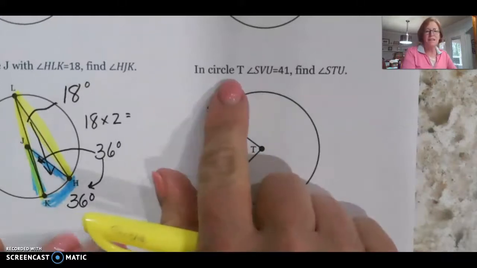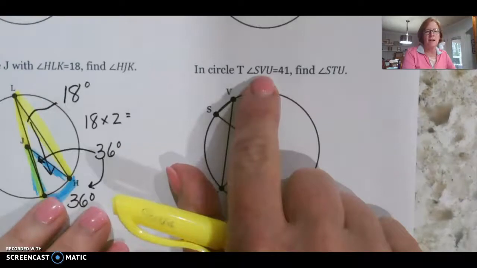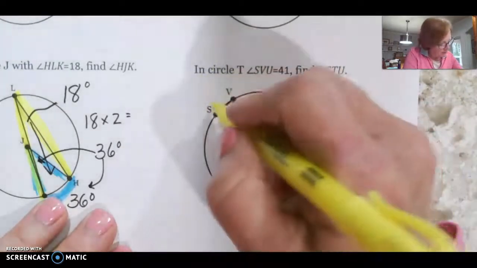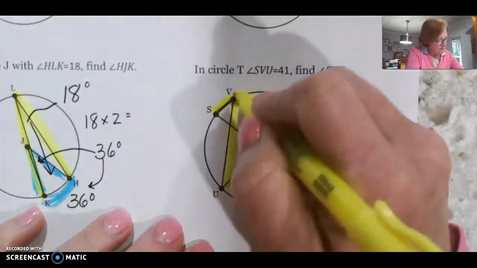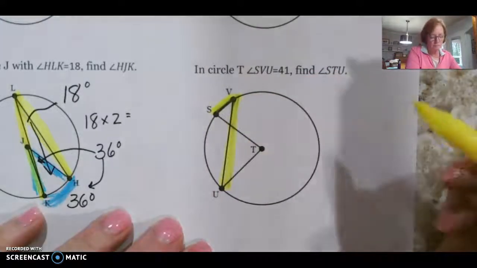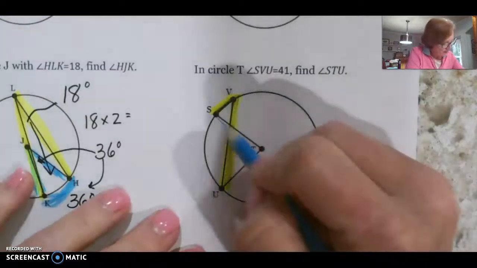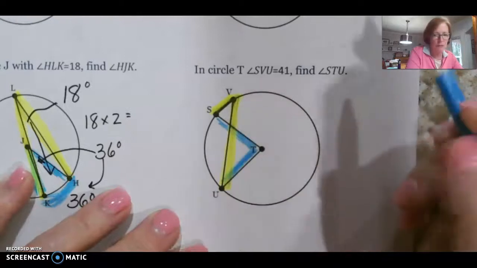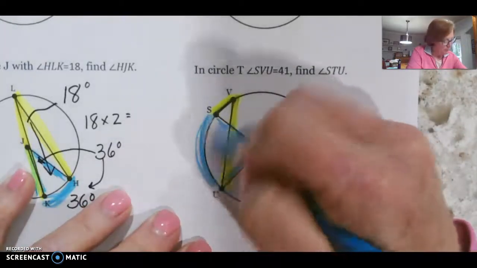In circle T with angle SVU, okay, so it's not a central angle because the T is not in the middle. I'm picking up my highlighter. S to V, kind of here on the edge, they're both on the edge, to U is little, it's yellow, which means that S to T to U is going to be the big one. I'm coloring it blue, big or blue.